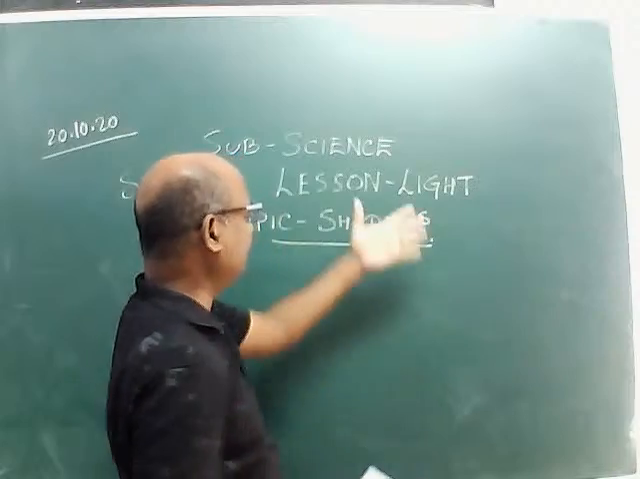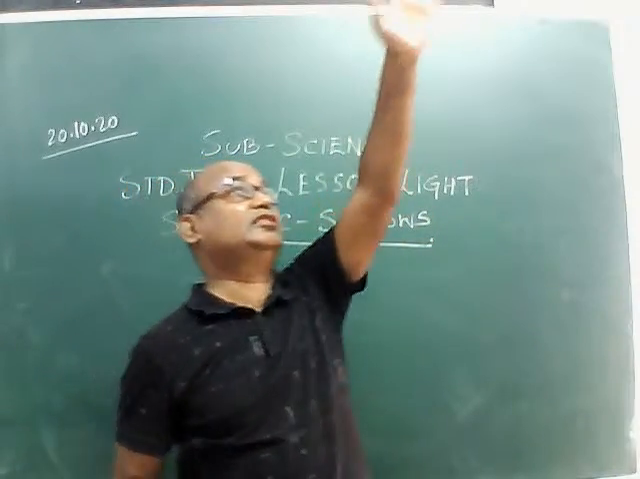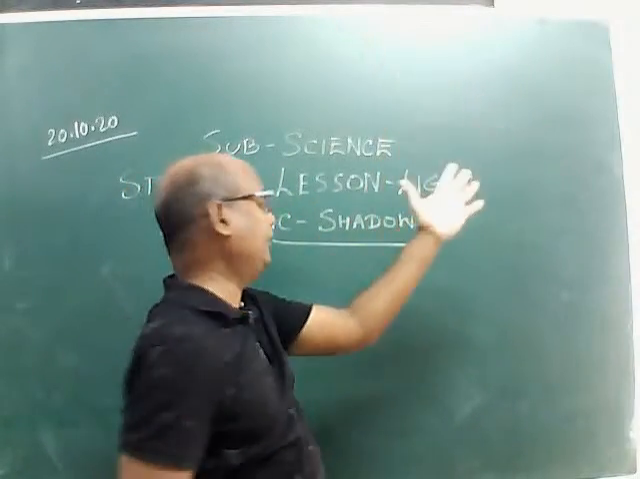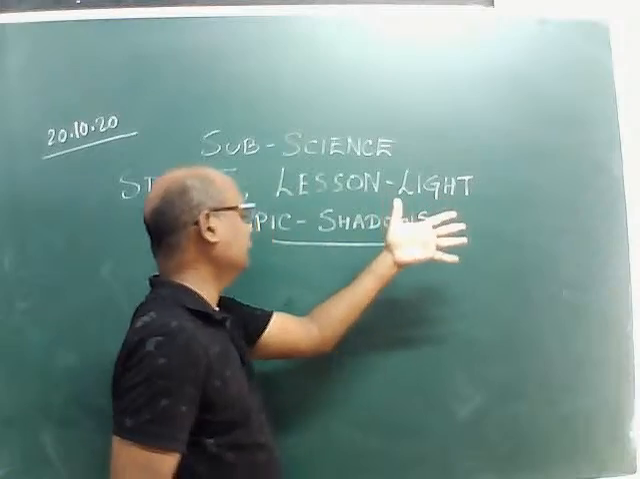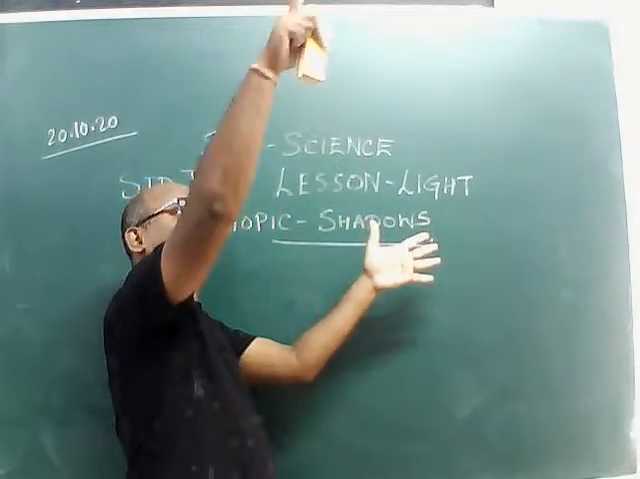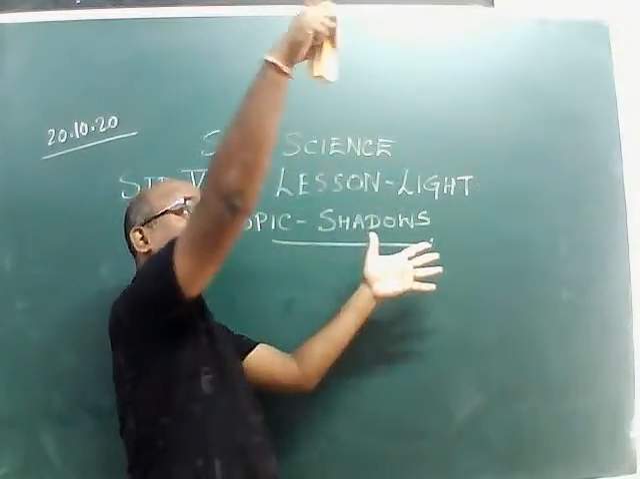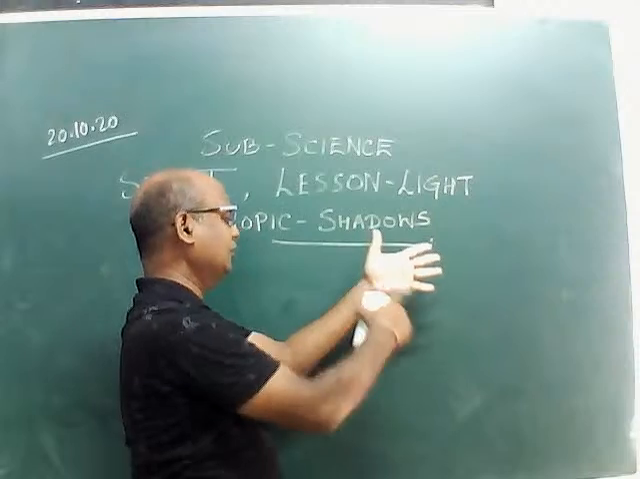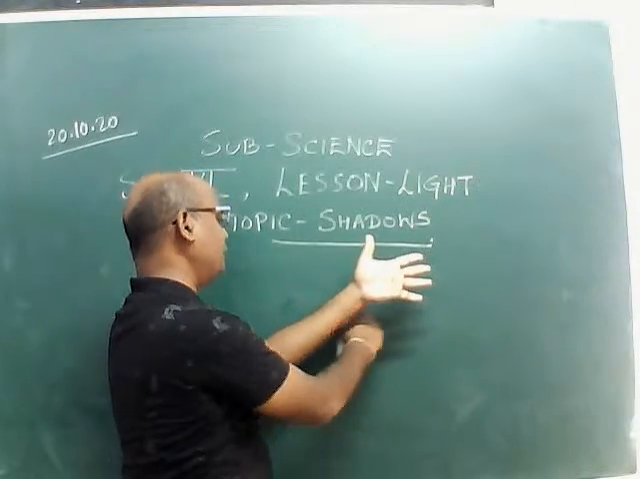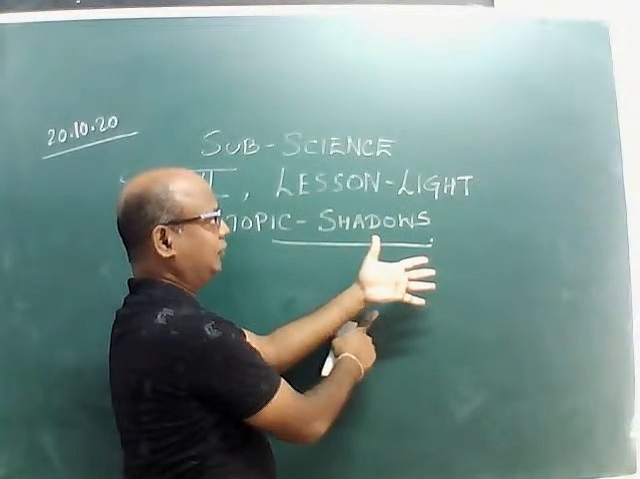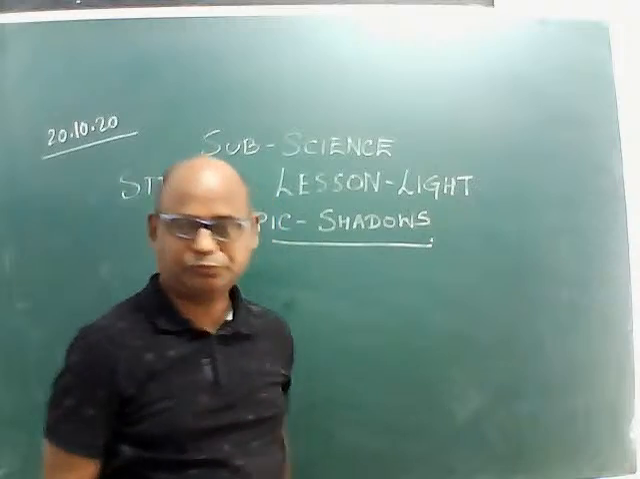Okay. For example, my hand is there. This light is coming from the source of light. I keep my hand like this. So what we find, the hand will block the rays of the light coming, and a dark patch is formed on this main board. That is shadow.